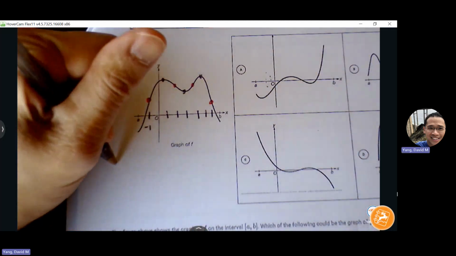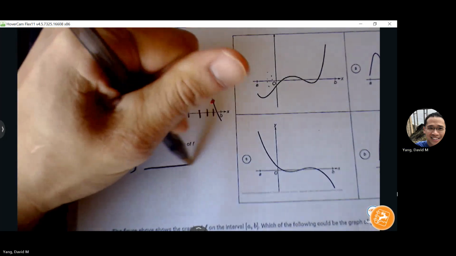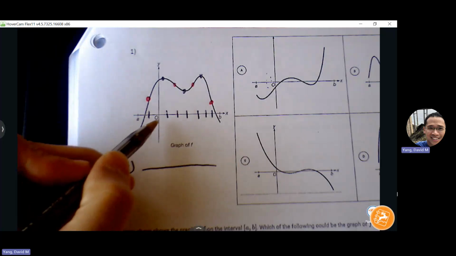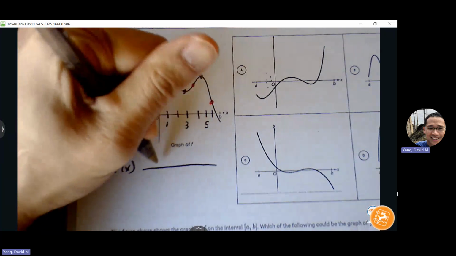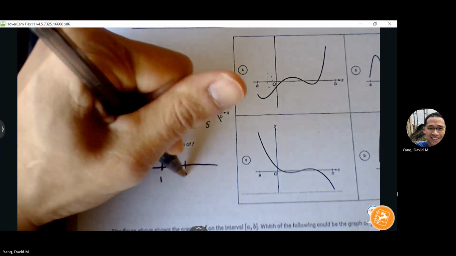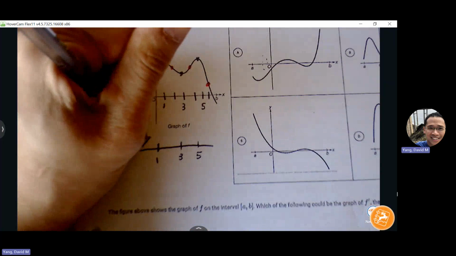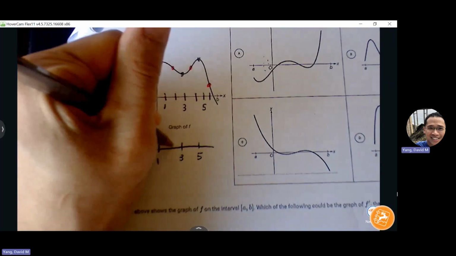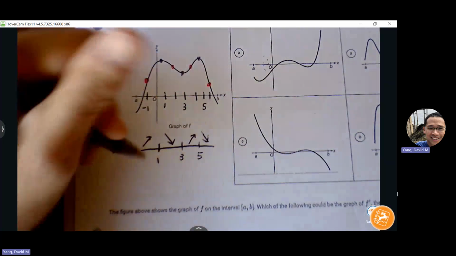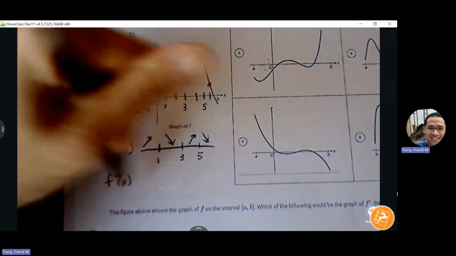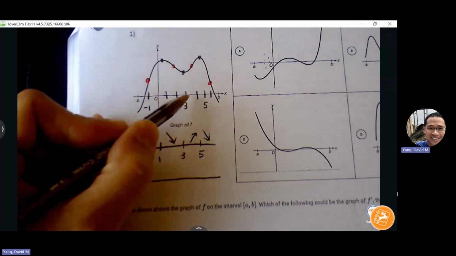So here's what my F prime sign line is. I'm going to say 1, 3, and 5. So I know that my slope is positive up until 1, negative from 1 to 3, positive from 3 to 5, and then negative from 5 on. Now my second derivative sign line, points of inflection, I have negative 1, 2, 4, and 6.